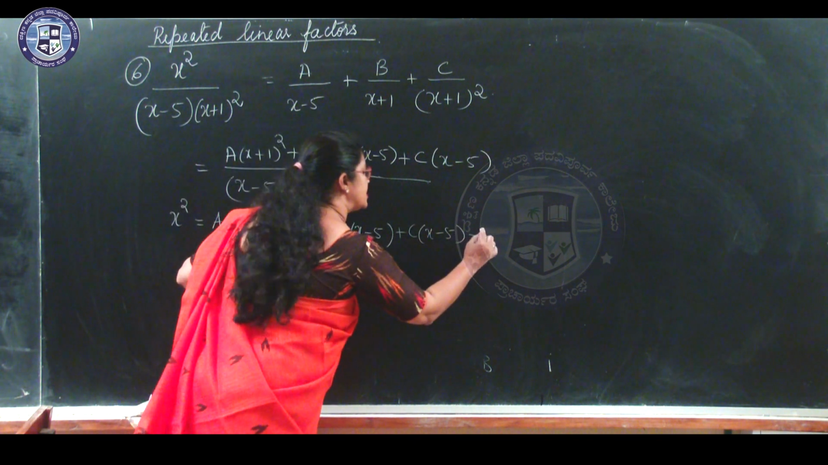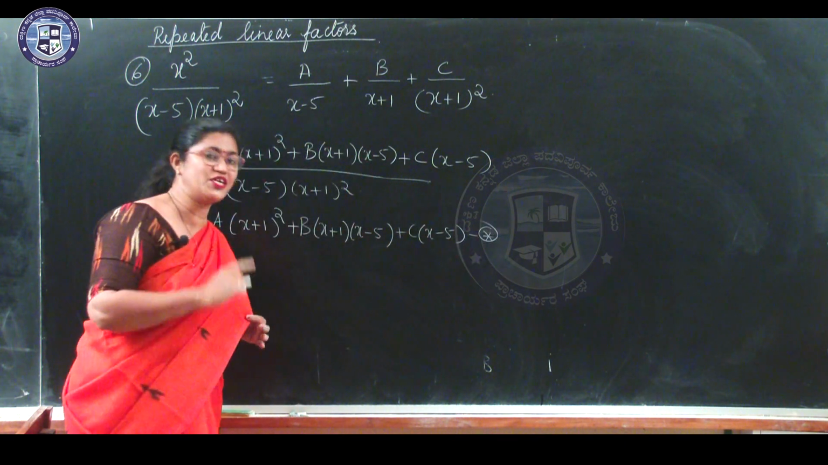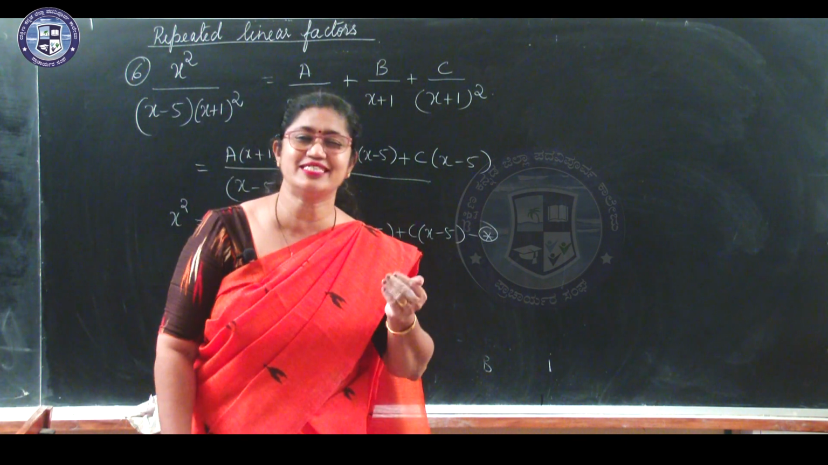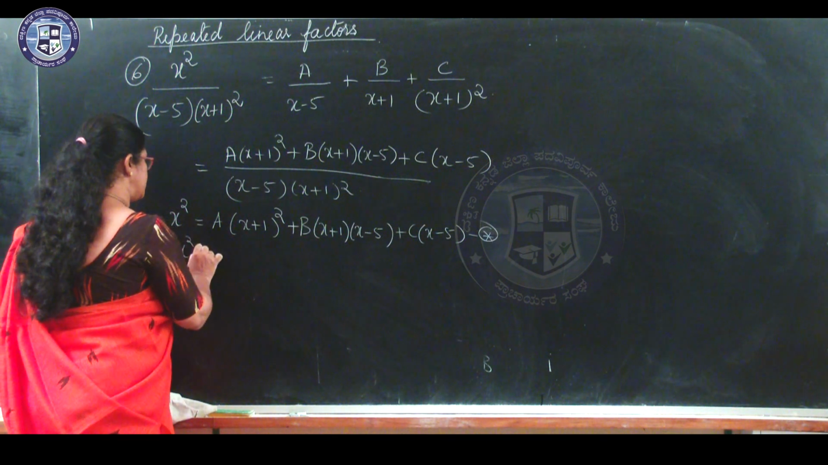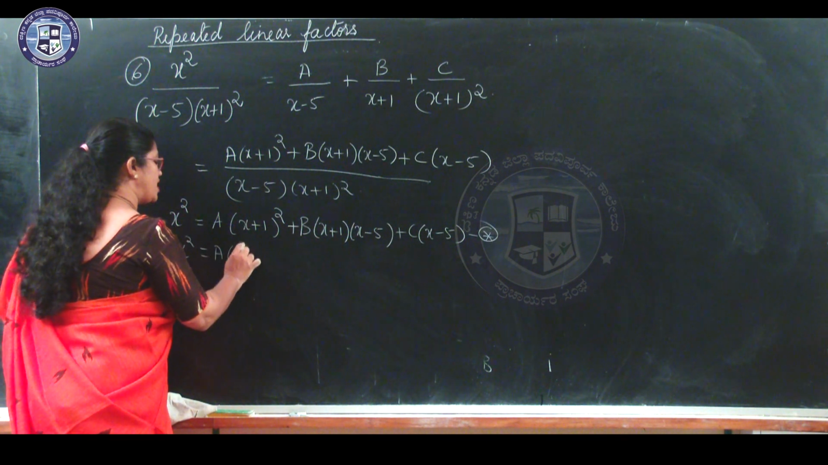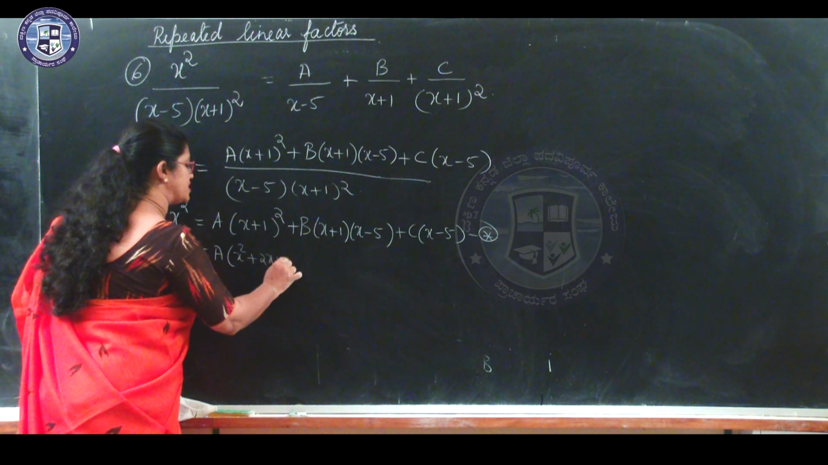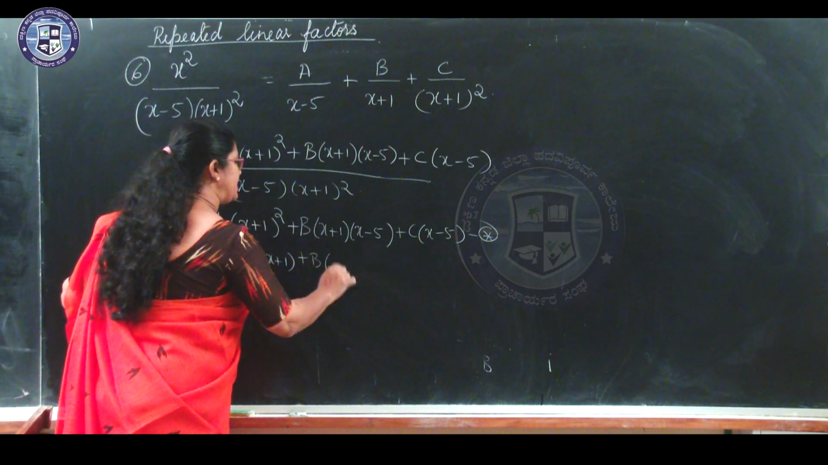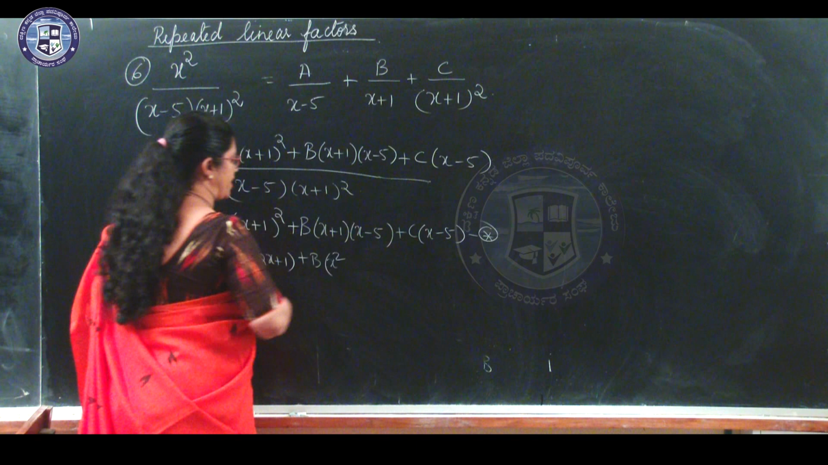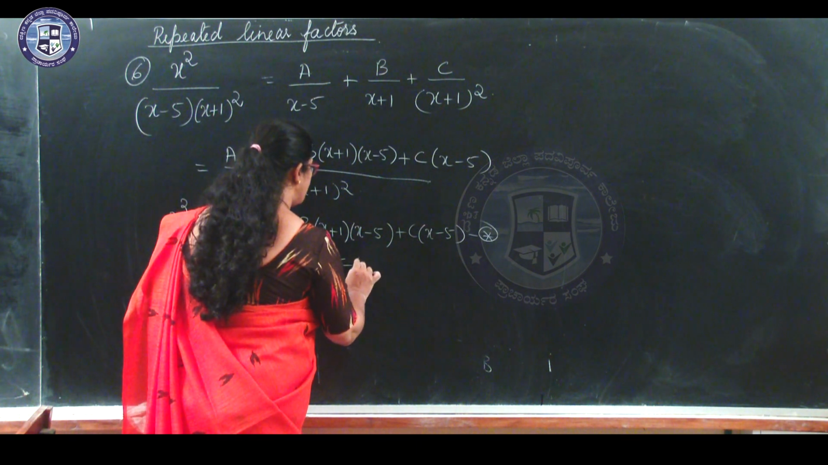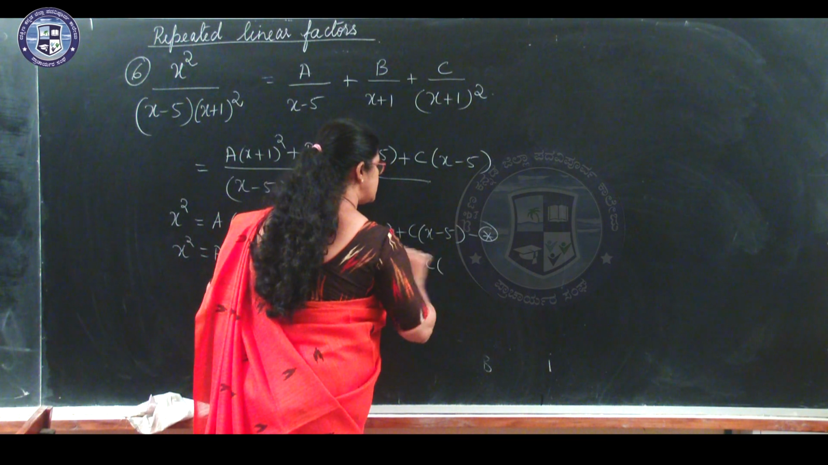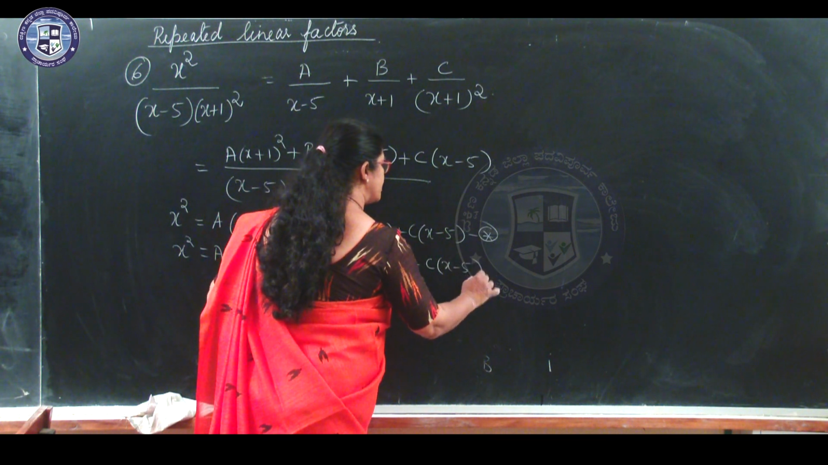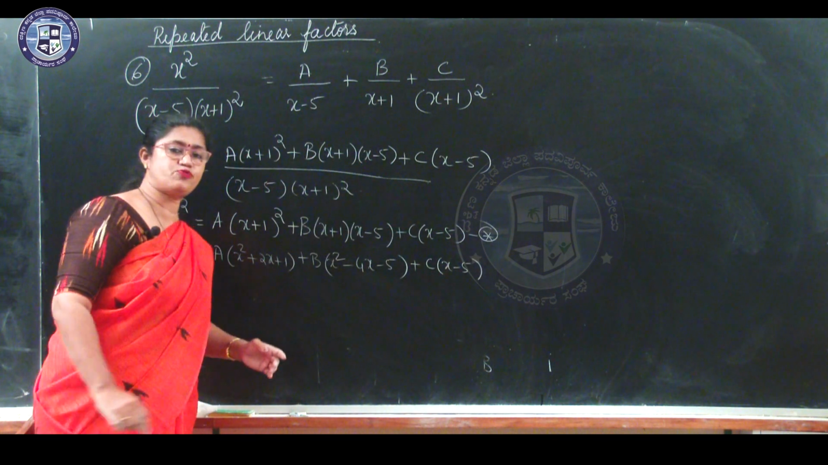We write this as star, and because I know it's a repeated factor, I will just expand it because I know I need it later. So, x square is equal to a into (x square plus 2x plus 1) plus b into (x square minus 4x minus 5) plus c into (x minus 5). So, keep this for later.